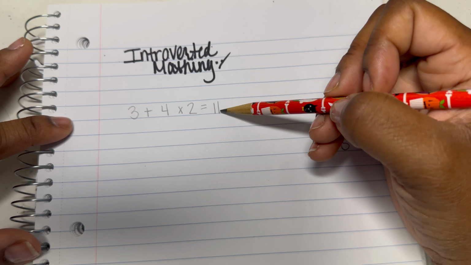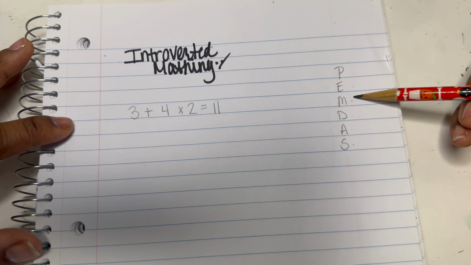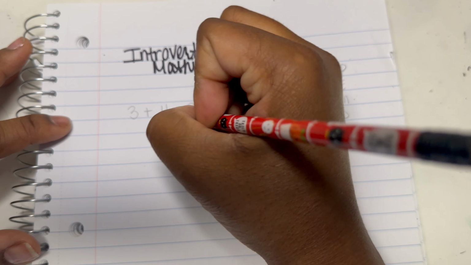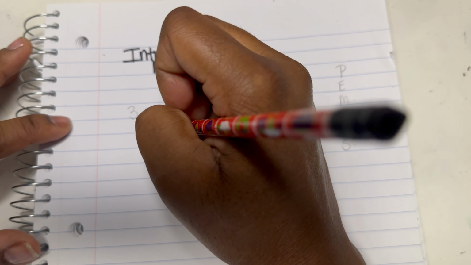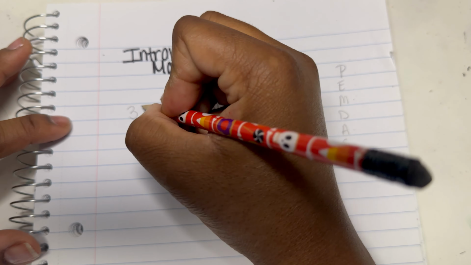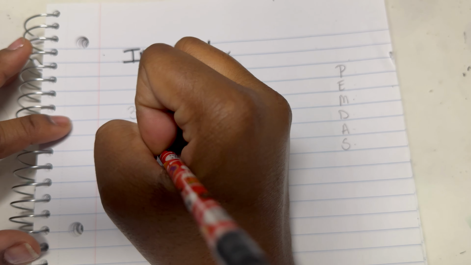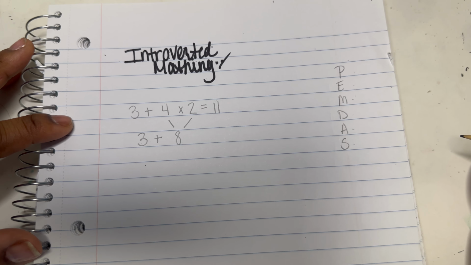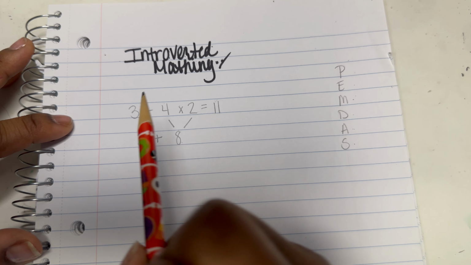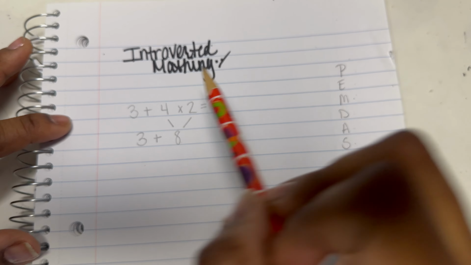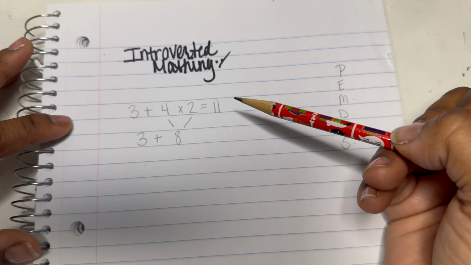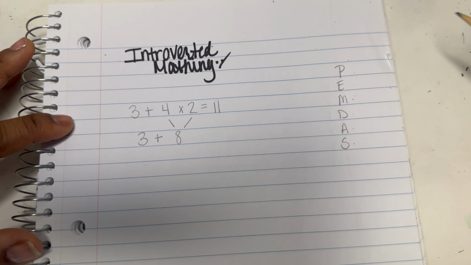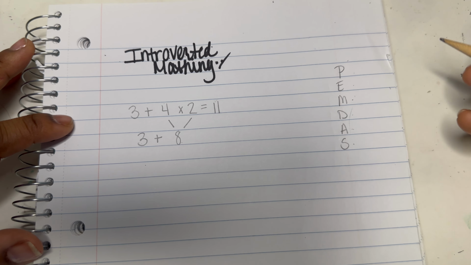The reason that the answer is 11 is because multiplication comes before addition in order. So we will multiply 4 times 2, which is 8. And then add the 3. And 3 plus 8 equals 11. So that's how we get the answer. If you add first, 3 plus 4 equals 7. 7 times 2 is 14. That's where people are getting their answer from, but it's incorrect because we have to follow the order of operations.